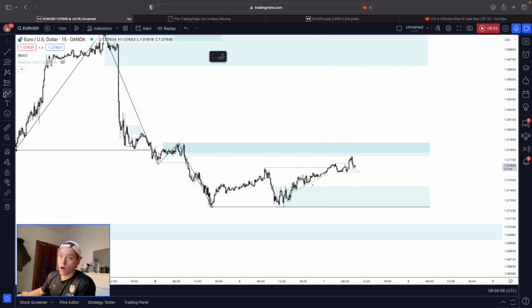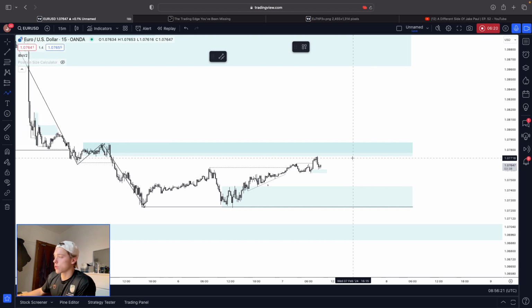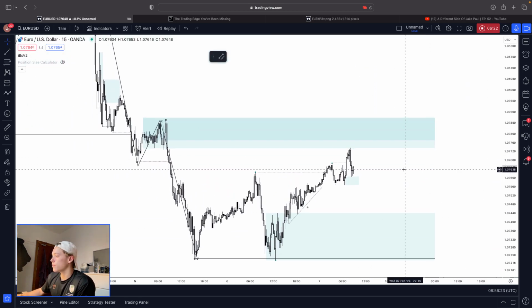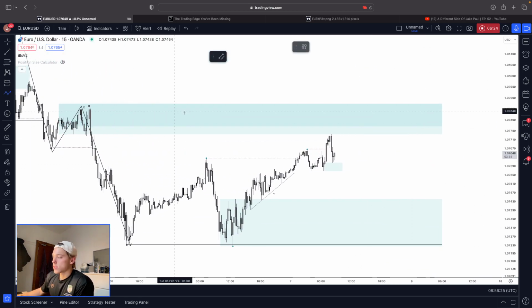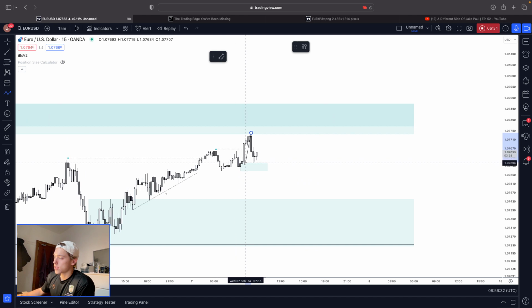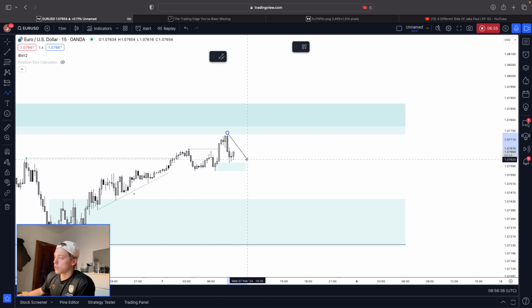However, with my bias on the 4-hour time frame, I'm looking at this sort of bigger blue box here, which is the 4-hour supply. So I'm expecting price to react from this supply, and I'm looking for shorts. So how can we get involved here? As you can see, we've tapped into this supply and we're selling off. We had quite an aggressive sell-off, and now we've just tapped into this recent demand zone here, which is giving a small reaction.